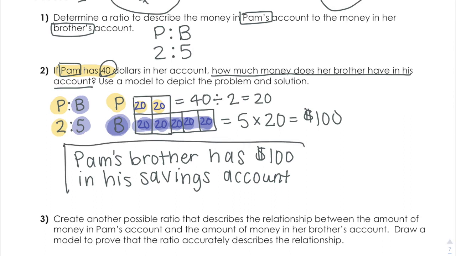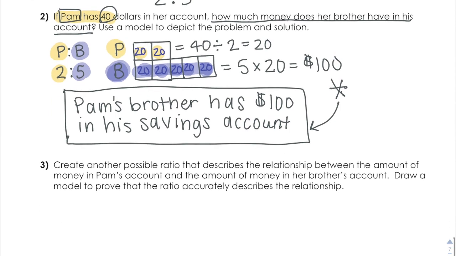One of the biggest problems I saw with number 2 on your exit tickets is that the answer statement wasn't given. I did give you full credit even if you didn't have it, but I'm going to start not giving full credit for that because that is very important, especially in word problems. So make sure you guys do that.